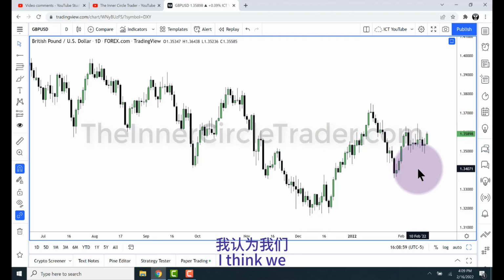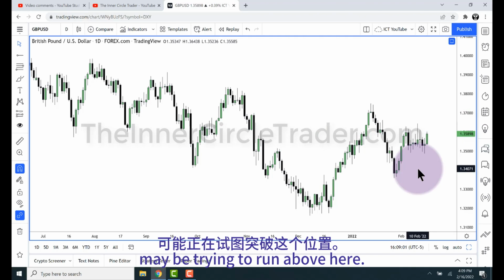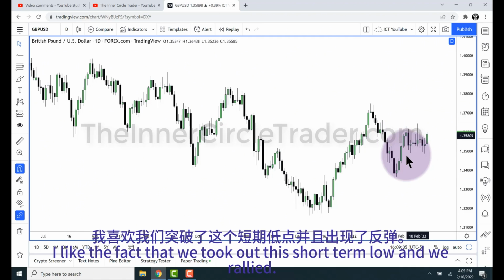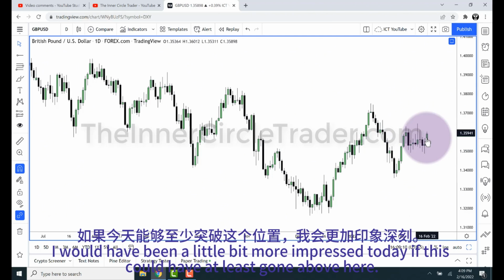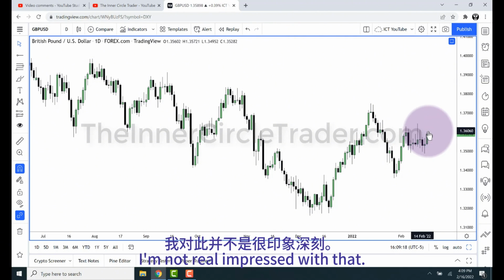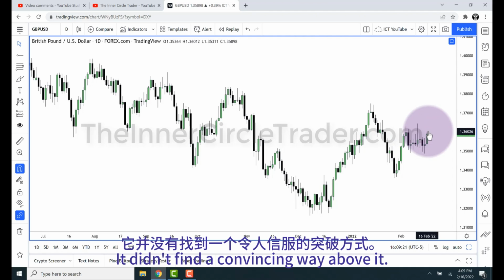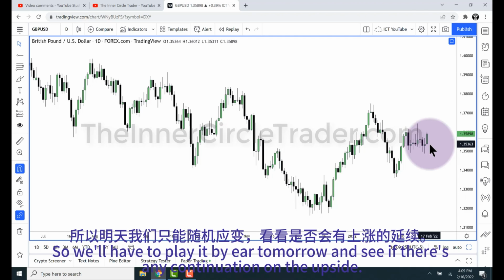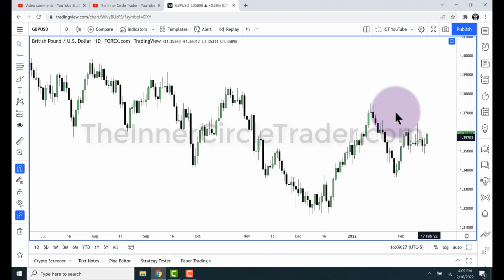I think we may be trying to run above here. I like the run. I like the fact that we took out this short-term low and we rallied. I would have been a little bit more impressed today if this could have at least gone above here, because right now it's only trading at basically consequent encroachment. I'm not real impressed with that. It didn't find a convincing way above it. So we'll have to play it by ear tomorrow, see if there's any continuation on the upside.